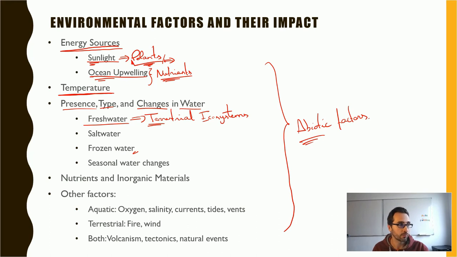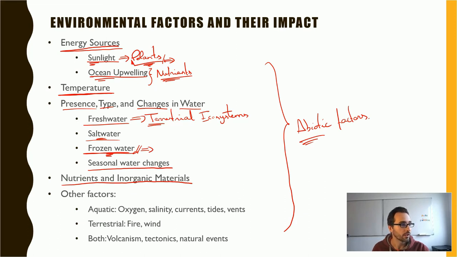Salt water is another important thing for some kinds of species. Frozen water is also important, if you remember from the first course of ESO, just because they are the reservoir of fresh water in the world, a big reservoir of fresh water. And seasonal water changes, as we've just seen in the previous example. Another thing: nutrients and inorganic materials are also important, especially for plants, because without them they can't grow.